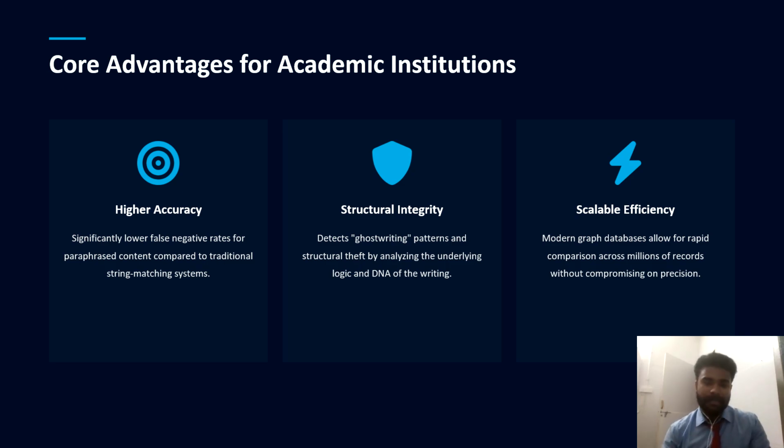Graph-based plagiarism detection provides several benefits for universities. First, it improves accuracy, especially for detecting paraphrased content. Second, it helps identify structural similarities that traditional systems miss. And third, modern graph databases allow fast comparison across millions of documents. Because of these advantages, many institutions are moving toward more advanced detection methods.